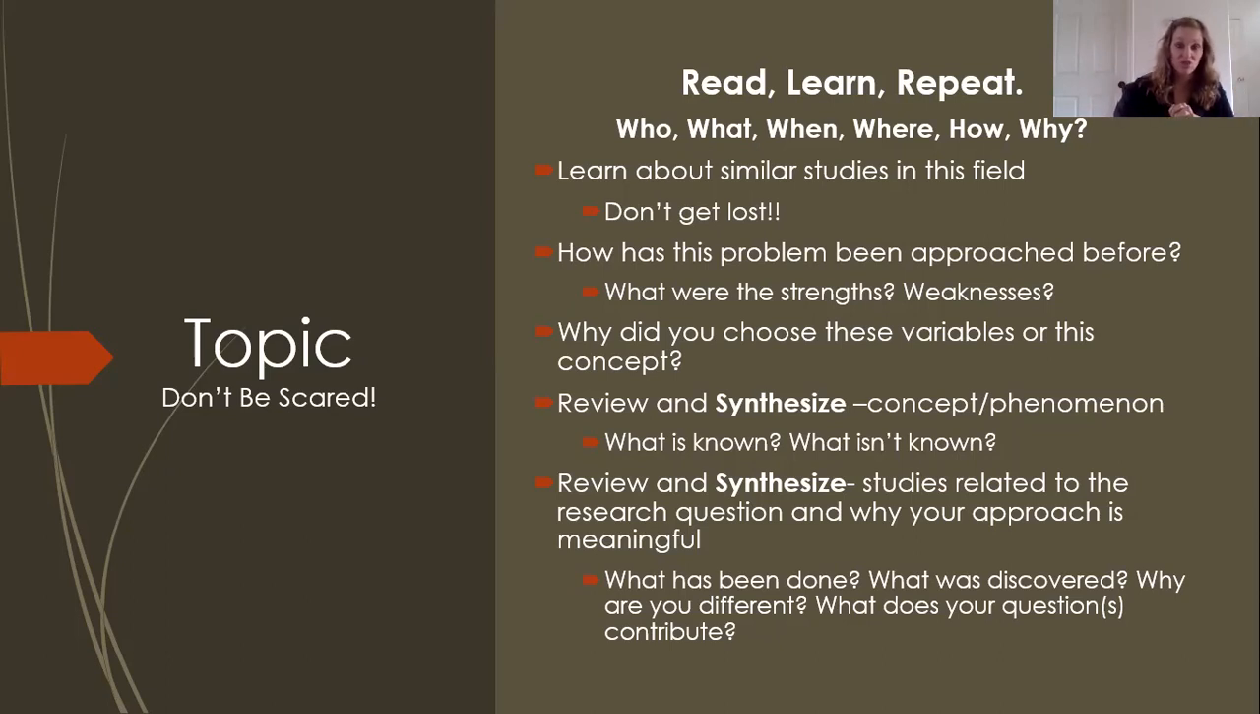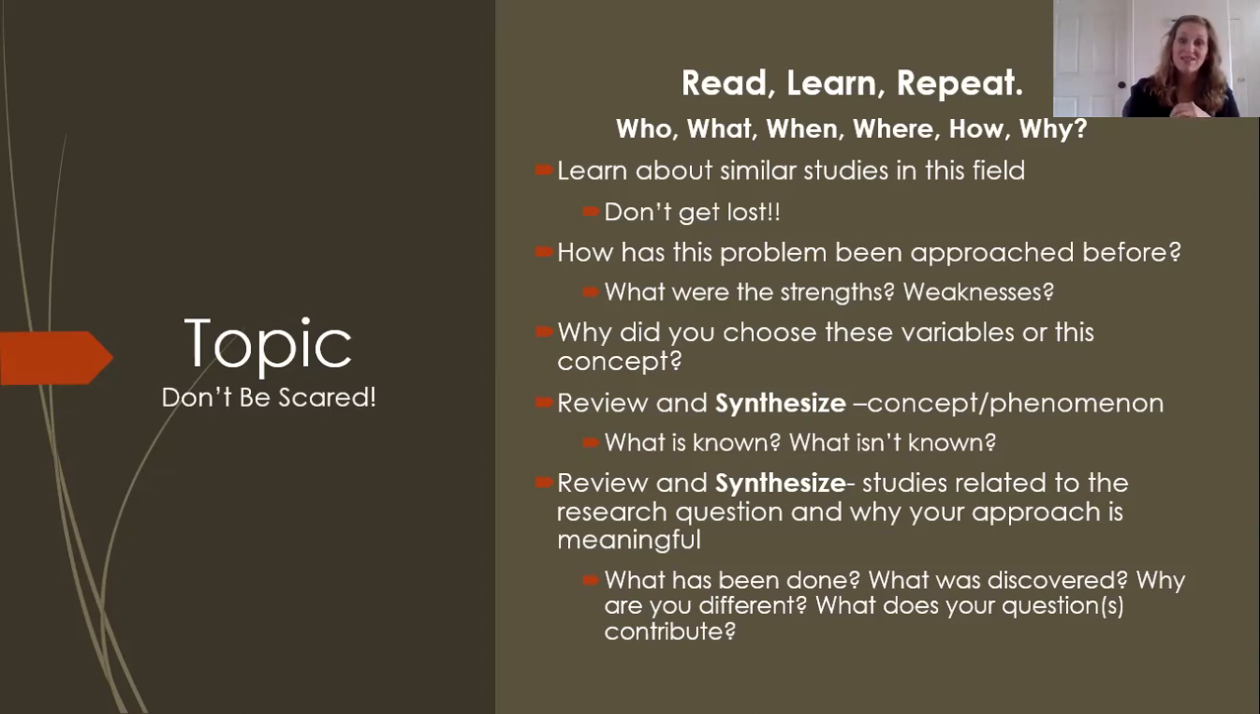How has this problem been approached before? Just because this is a new problem and you're studying it does not mean that it has never been done in a different way. So maybe your problem has been done and researched quantitatively, but you're looking at it qualitatively. Maybe your problem has been approached in this aspect, but not quite in the aspect that you are looking at. So maybe it's been looked at according to age or gender, but it hasn't been looked at according to religion, which is what you're studying. So make sure that you understand how this problem has been researched previously.